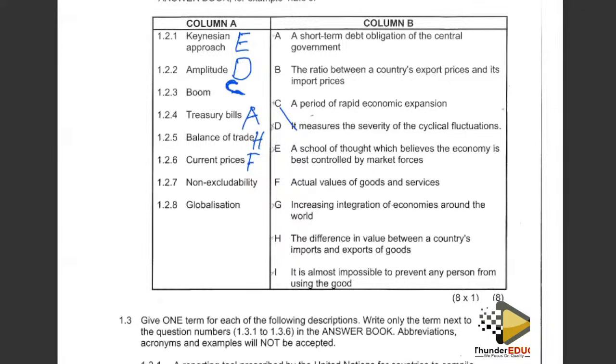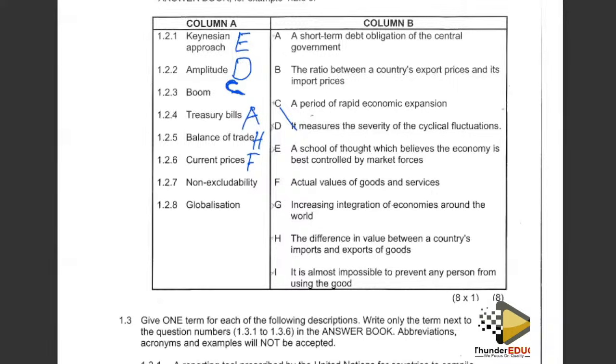Okay, right. So now let's move on to 1.2.7. 1.2.7 says non-excludability. This concept calls for what we call a public good. Remember, a public good is a free good that can be used by anyone, and you can't exclude someone from using it. You can't stop someone from using it. That is why we say there is non-excludability. Everyone can utilize a public good, whether you are a foreigner or a citizen.